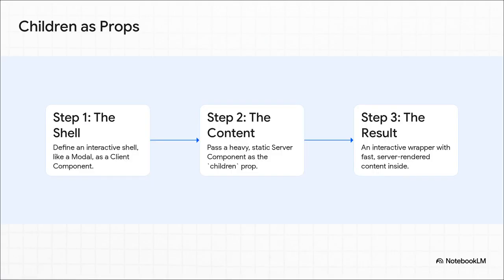So that leads to a great question. What if you need an interactive wrapper, like a pop-up modal, but you want the content inside it to be static and server rendered? This is where a super powerful pattern comes in, often called children as props. It works like this. Step one, you build your interactive shell, the modal itself, as a client component. It has the state, the close button, all that stuff. Step two, you take your heavy, data-rich content, say, a big article, and you keep that as a server component. And you just pass it as the children prop to your modal.